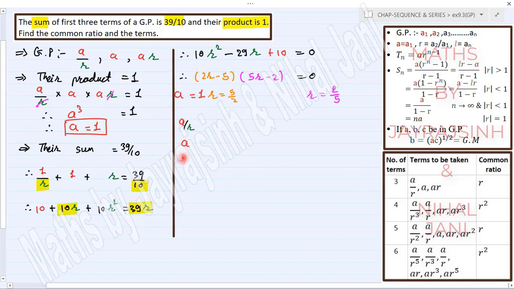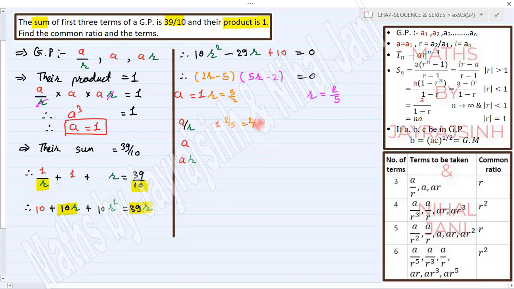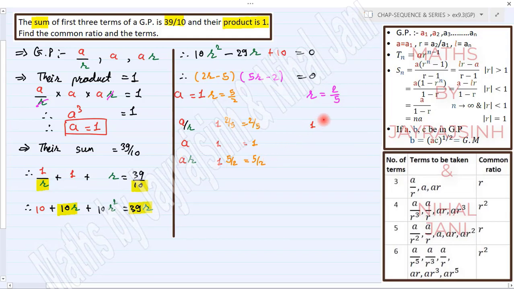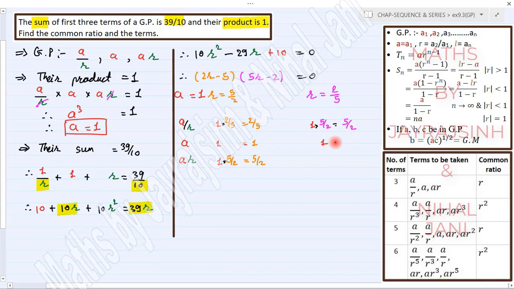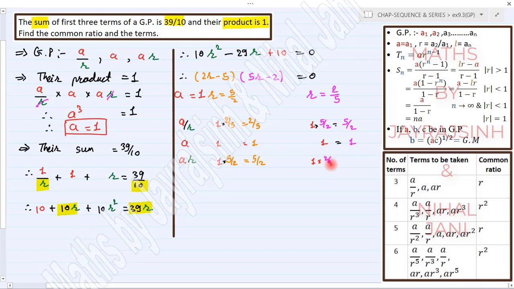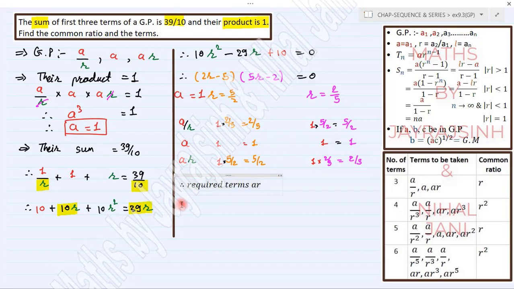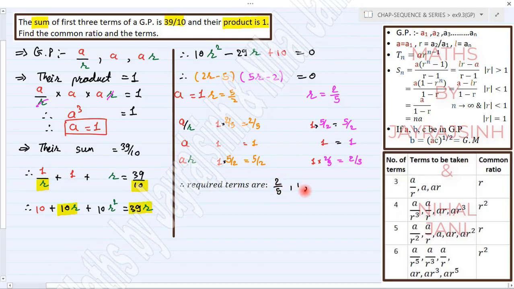So, we are ready to find out your terms. For R is equal to 5 by 2, you will get 1 into 2 by 5, or we can say 2 by 5, then 1 and 1 into 5 by 2 will give us 5 by 2. And for R is equal to 2 by 5, your terms will be 1 into 5 by 2, or we can say 5 by 2. Your middle term is still 1, and the last term will be 1 into 2 by 5, or we can say 2 by 5. So, in both cases, required terms are 2 by 5, 1 and 5 by 2.